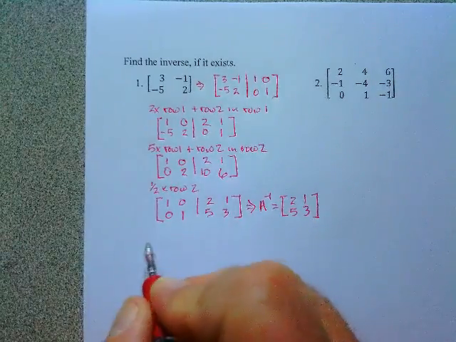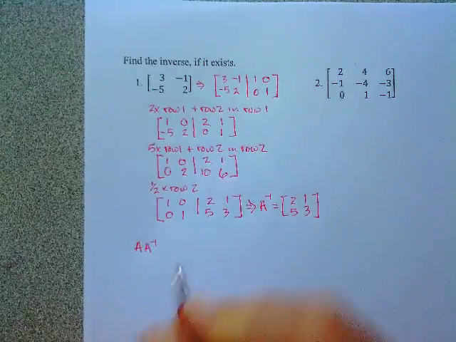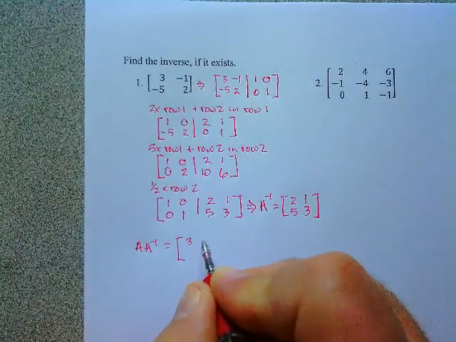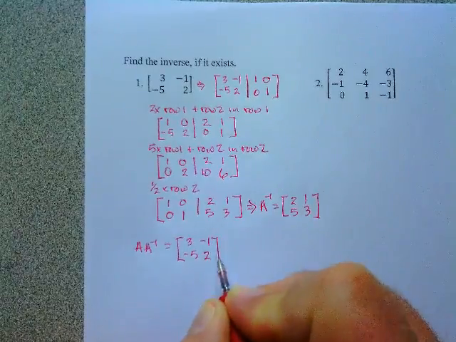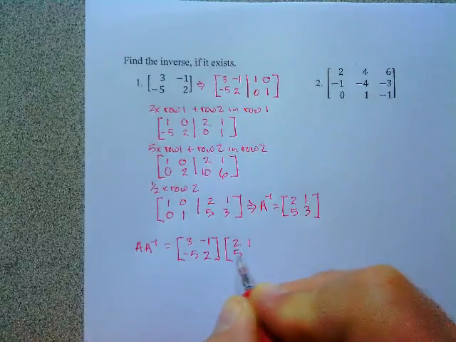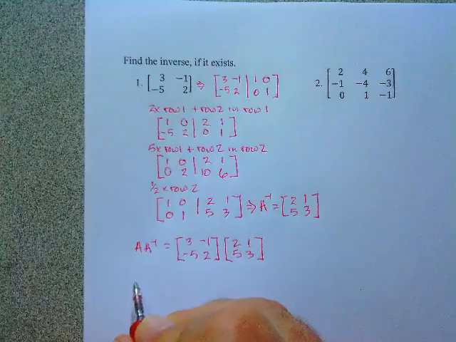So let's go ahead and check by taking A times its inverse. So that will be [3, -1; -5, 2] times [2, 1; 5, 3]. So this is what we're going to multiply.